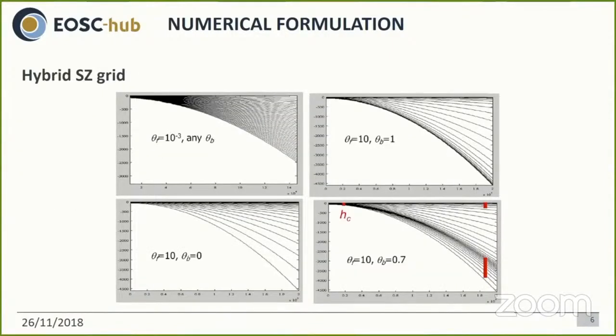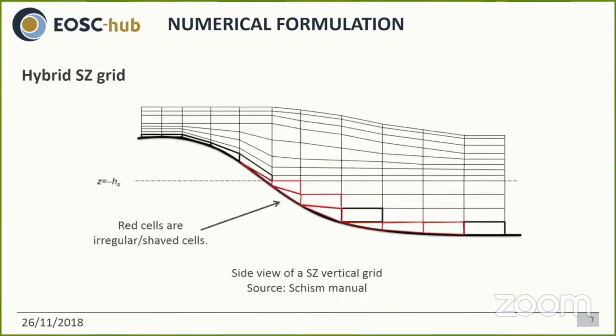These are some configurations with various θf and θb. In the first case, for example, θf is close to 0 and there is no θb, which means that the user doesn't want more resolution toward the boundaries. You can see on this figure shaved Z cells near the bottom.